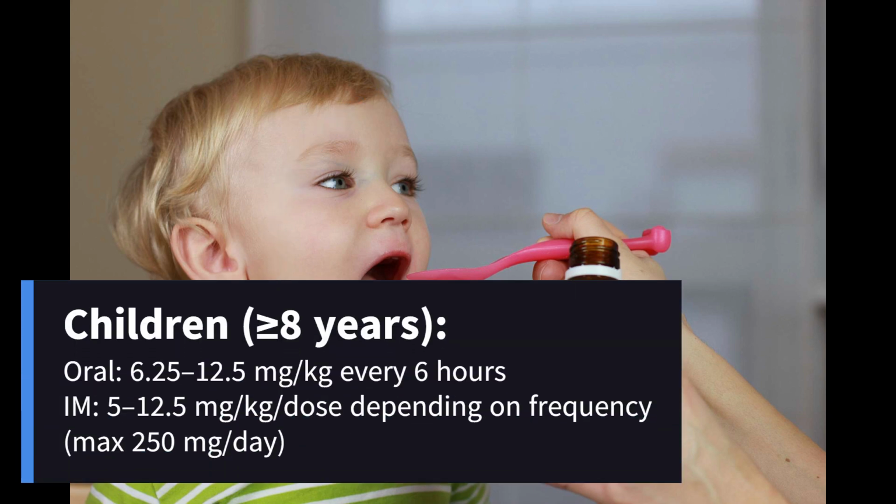Children, 8 years and older. Oral, 6.25 to 12.5 mg/kg per dose, every 6 hours. Intramuscular, 5 to 8.3 mg/kg per dose every 8 hours, or 7.5 to 12.5 mg/kg every 12 hours. Maximum intramuscular dose, 250 mg per day.